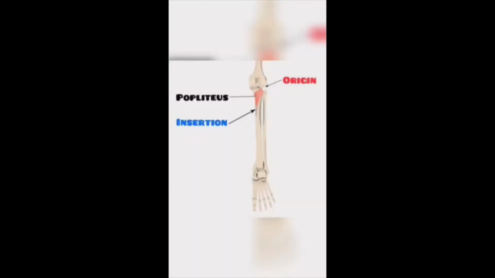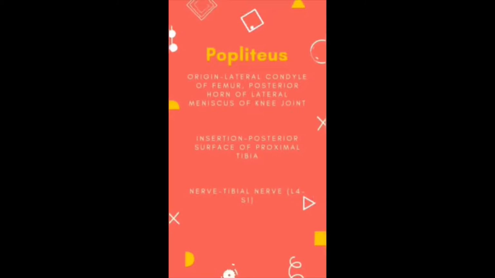Popliteus. Origin: lateral condyle of femur, posterior horn of the lateral meniscus of the knee joint. Insertion: posterior surface of the proximal tibia. Nerve: it is innervated by the tibial nerve L4 to S1.